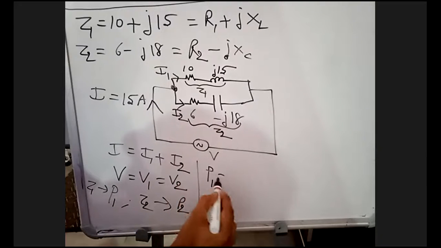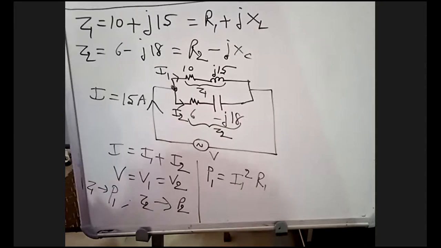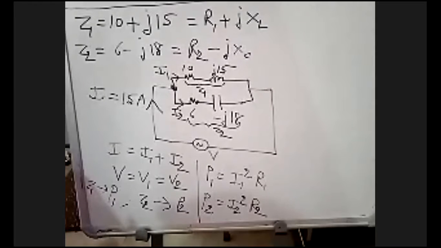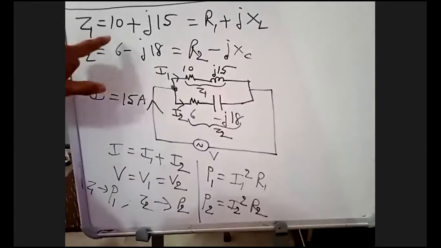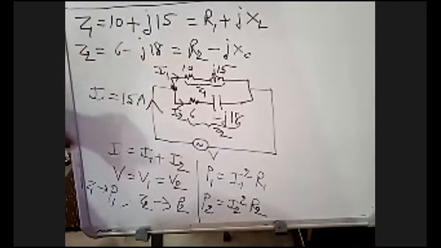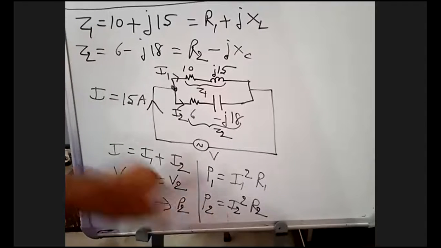P1 is equal to I1 square into R1. What is the power formula? P is equal to I square R. Power in Z2, P2, is equal to I2 square into R2. R1 is 10 ohm, R2 is 6 ohm. So P1 is the real part only, I1 square into R1, and P2 is I2 square into R2.